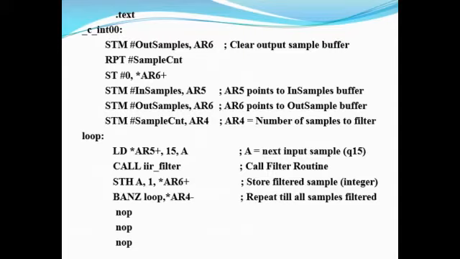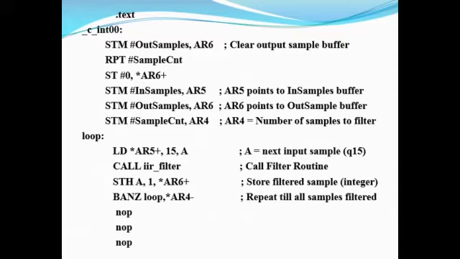So STM out samples, AR6. So it's clearing the output sample buffer. Then repeat the count. Then store the value 0 in AR6, which is nothing but clearing the samples in AR6. Now input samples are pointed to by AR5 and output samples are pointed to by the buffer which is pointed to by AR6.